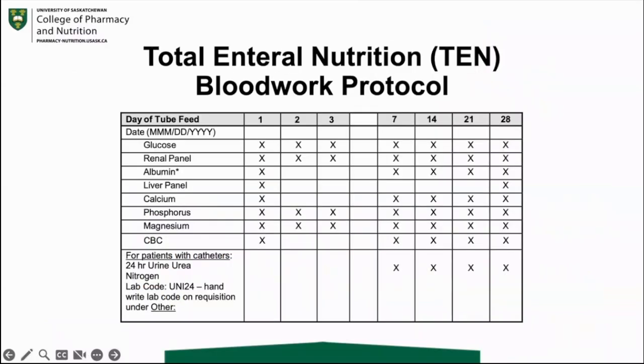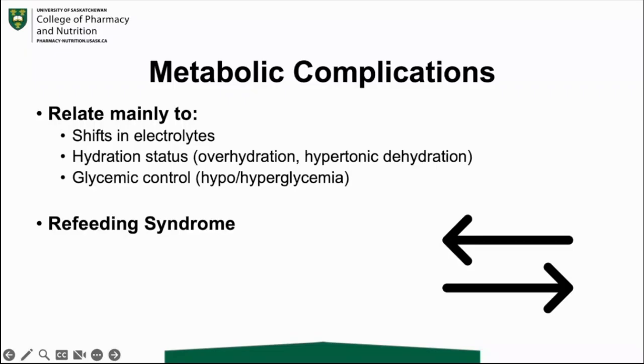This is the TEN blood work protocol. On the top row, the numbers represent the day after EN is initiated. The first column represents which labs are taken, including chemistry, a CBC, and renal and liver panels. 24-hour urinary nitrogen is also measured, as this can give the dietitian an indication as to whether a patient is receiving adequate protein.